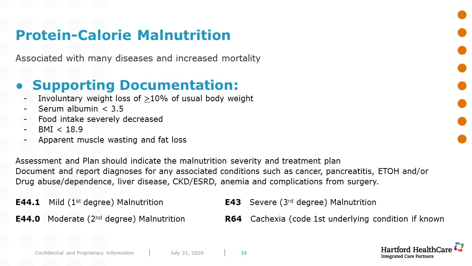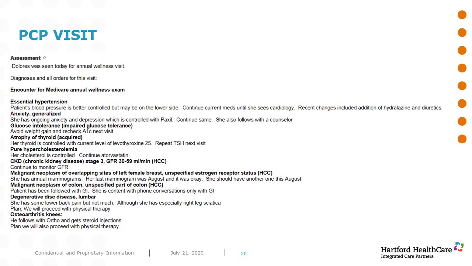So your assessment and plan should really indicate the malnutrition severity and the treatment plan. Document and report diagnosis for any associated conditions. So here are some codes. E44.1, which is mild malnutrition. E44.0, moderate malnutrition. E43, severe malnutrition. And of course, cachexia, R64, really have high impact on your risk adjustment and that patient's profile. So now we come to some examples.